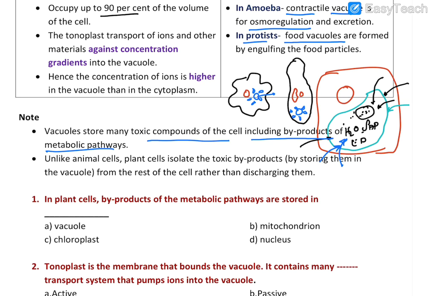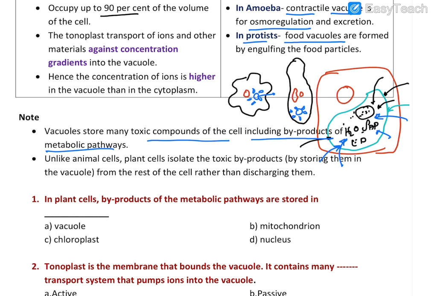When the minerals as well as the waste products enter into the vacuole, water will automatically enter, because the concentration of these ions as well as minerals will be more in the vacuole. When water enters into the vacuole, its hydrostatic pressure increases. That hydrostatic pressure provides mechanical support to the plant cell. So this is all the information you are supposed to remember for the board exam for lysosome as well as vacuole.